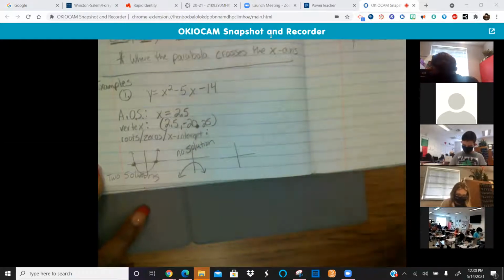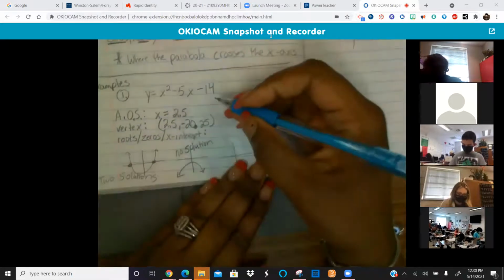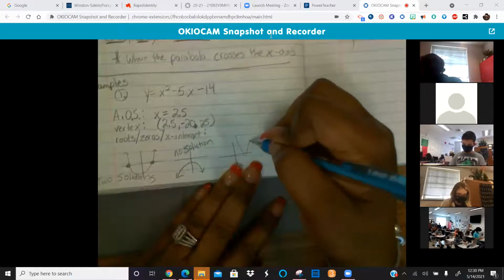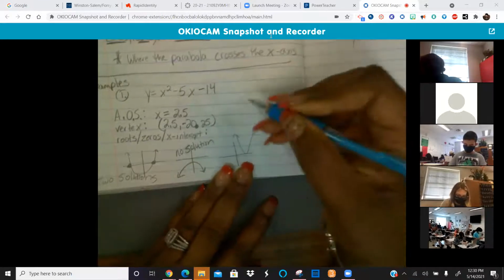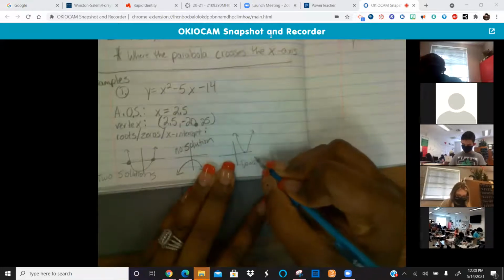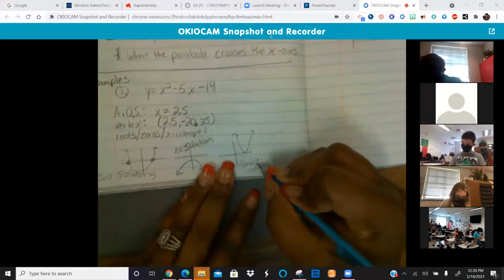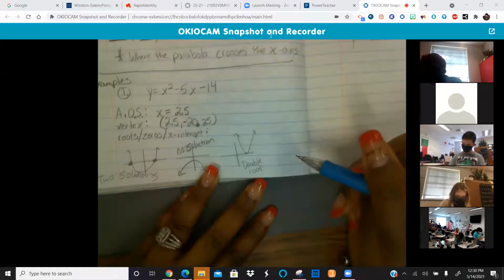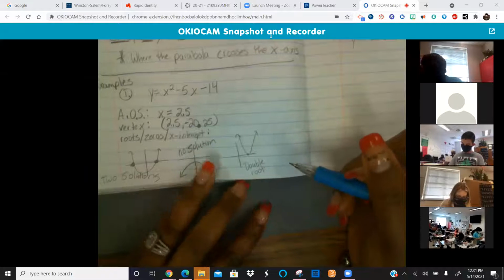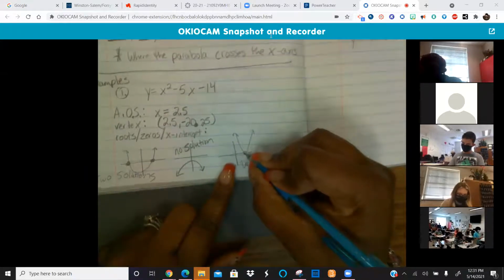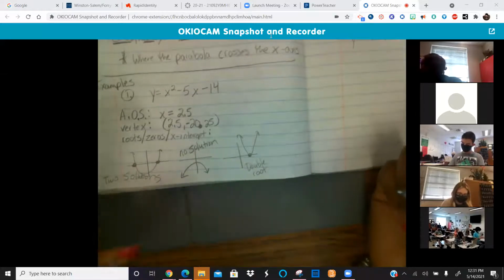Or it can actually be a double root where it touches, but only touches at one place. This is actually, it's weird, but this is called a double root. It's a double root because when you factor to solve these problems, your factors are exactly the same. So that's why it's a double root. And it'll make sense to you once you start solving.